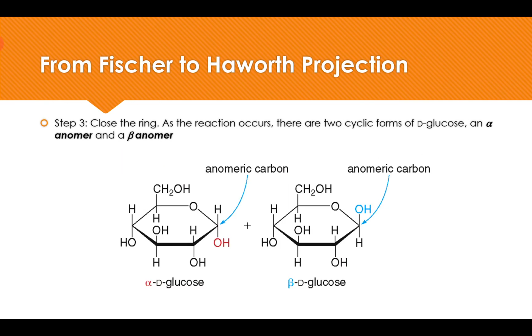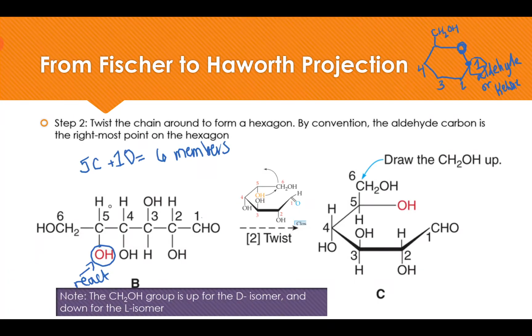After that, you just map your OHs. So you can see here that this is number 2. This is number 2 here. So that's going to be down. This is up. And this is down. So I can redraw my molecule here, going down, up, down, and get my OHs on there.